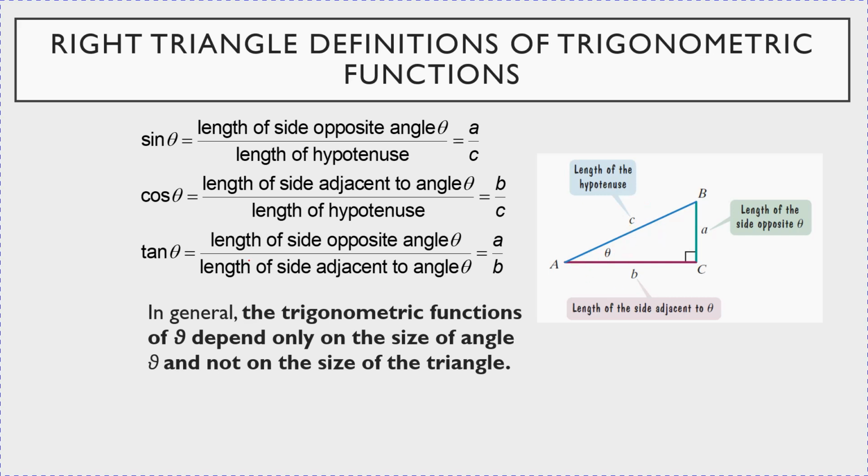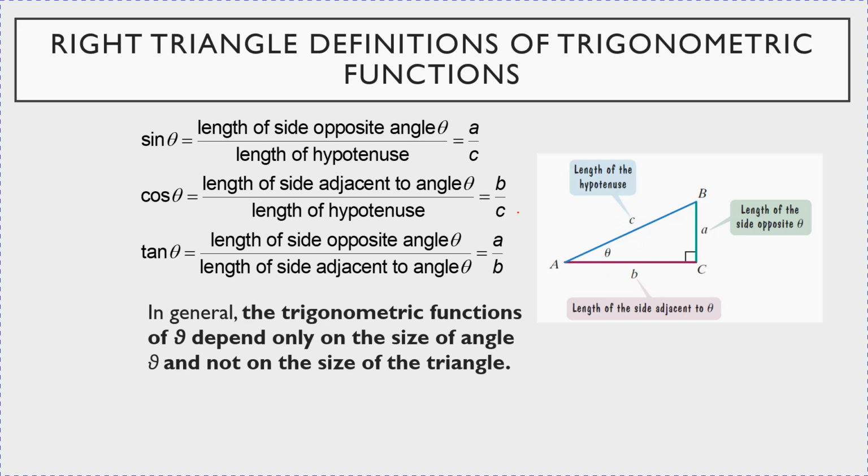Okay. So this is how we define the trigonometric functions. Sine of theta, the sine of this angle, where what we're inputting into the sine function is the angle, is equal to the length of the side opposite theta, which is A, divided by the length of the hypotenuse, C. Then we have cosine of theta. Cosine is the length of the side adjacent to angle theta, which is B, divided by the length of the hypotenuse, which is C.